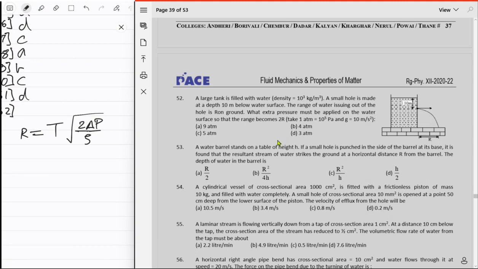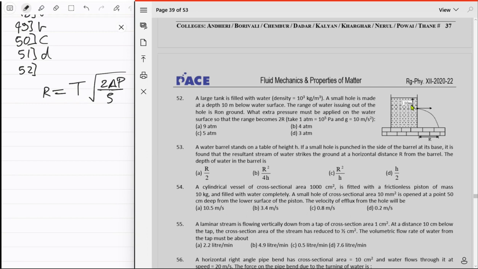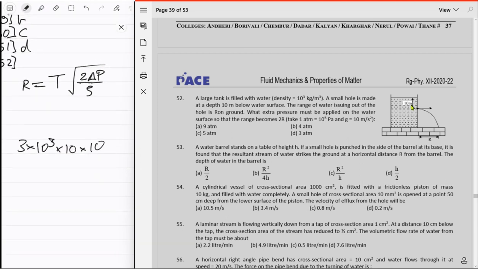Initially, at this point, your delta P is just rho g times 10 meters, right? So what should happen is that delta P should go from this to 4 times that. So the extra pressure is just 3 times rho g H. So 3 times the density of water, which is 10 power 3, times g, which is 10, in terms of H, so just 10 meters. That is the extra pressure you must put.